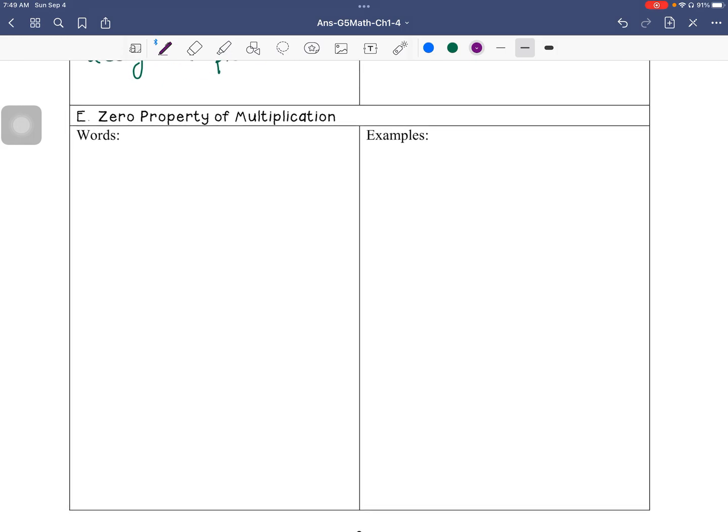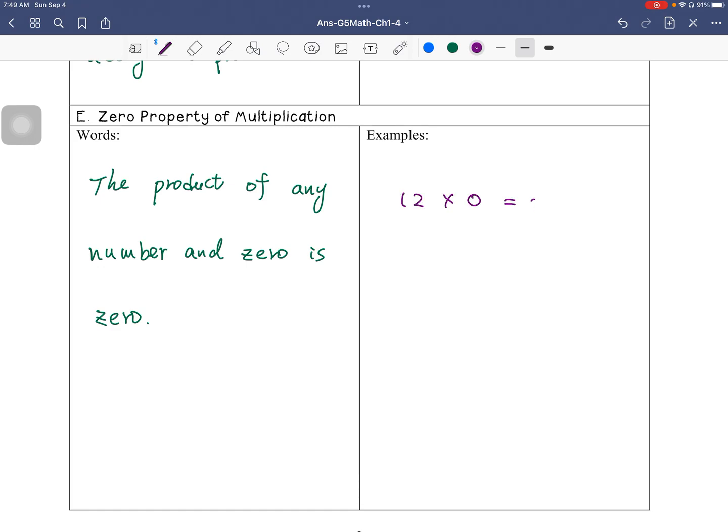Now the zero property of multiplication: the product of any number and 0 is 0. So for multiplication, 12 times 0 is 0, A times 0 is 0. So the product of any number and 0 is 0.